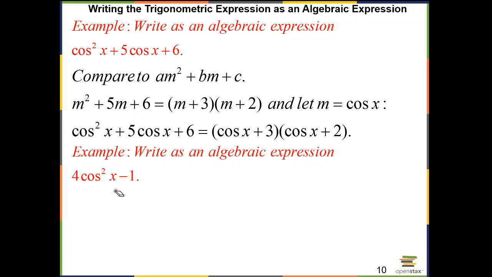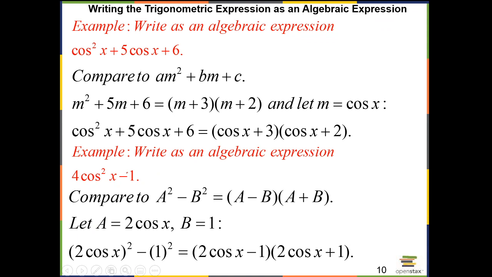We can do the same here. We just have to think of this as something squared and this as something squared, which we can do by thinking of 2 cosine x as a and then b as 1. So this can be written as 2 cosine x squared minus 1 squared. 2 cosine x is a and 1 is b, right? So it can be written this way as an algebraic expression, right?